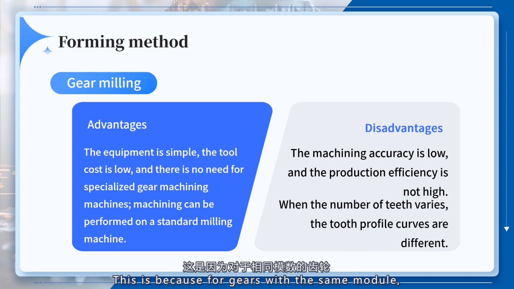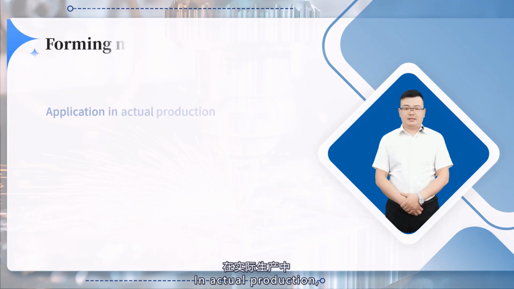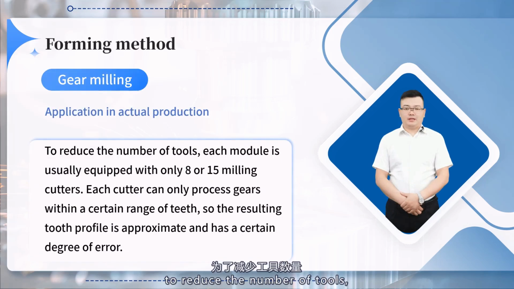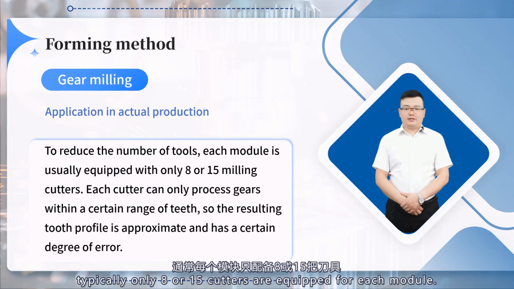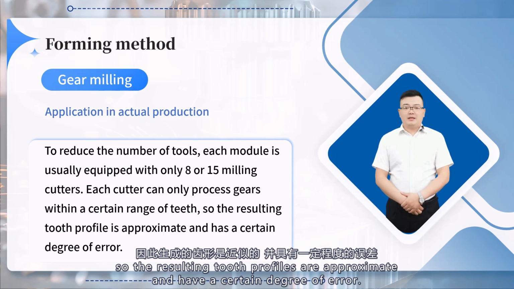This is because for gears with the same module, the tooth profile curve varies when the number of teeth differs. In actual production, to reduce the number of tools, typically only 8 or 15 cutters are equipped for each module. Each cutter can only machine gears within a certain range of tooth counts, so the resulting tooth profiles are approximate and have a certain degree of error.